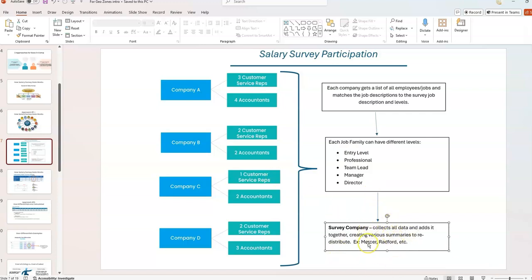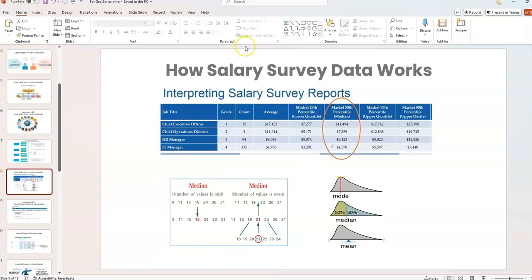And then the survey company collects everybody's data and creates different summaries that don't give away which company is paying what, but give us the market data. So this is a small example of just 4 jobs of what you might get from a salary survey: the 25th, 50th, and 75th percentiles, as well as the count.